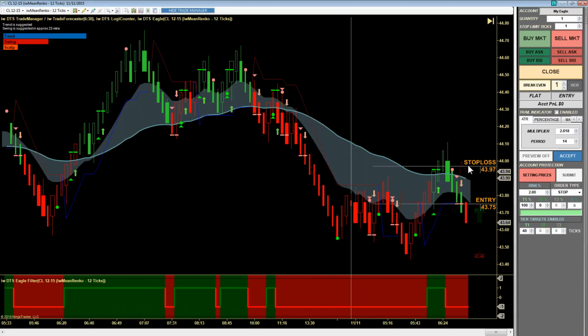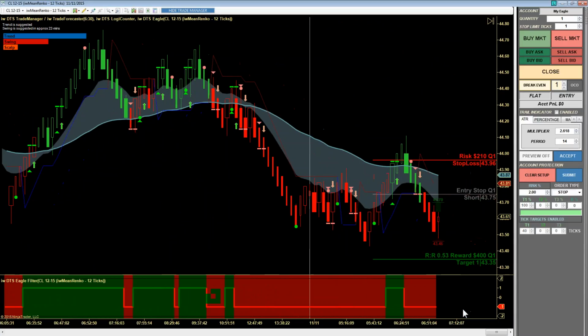I'll frame it this way. We're probably pretty close to our break-even trigger. So we would have at least tripped this trade to a break-even situation.